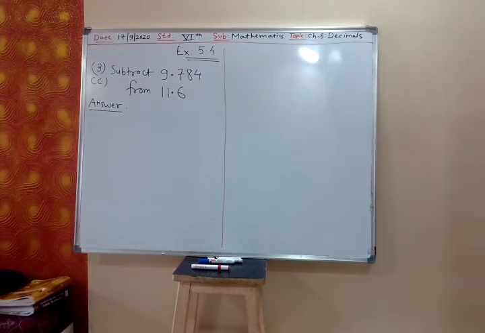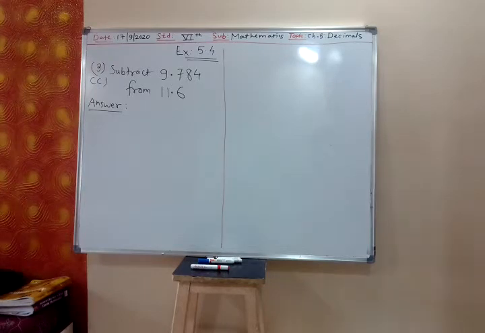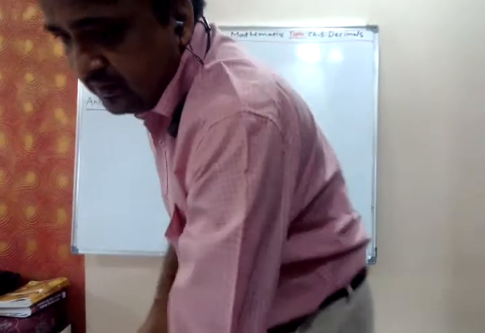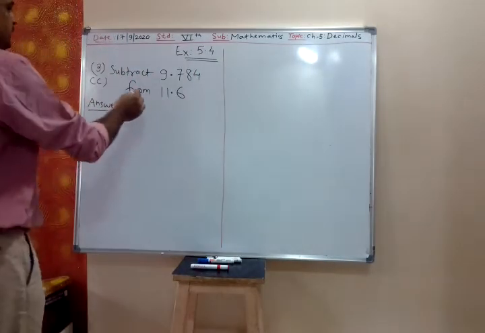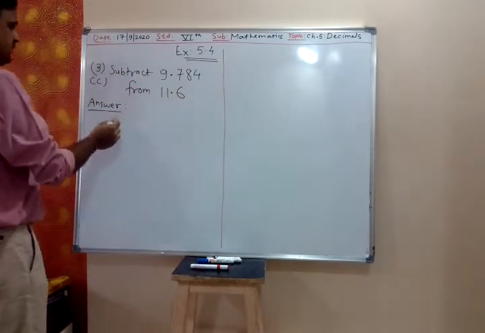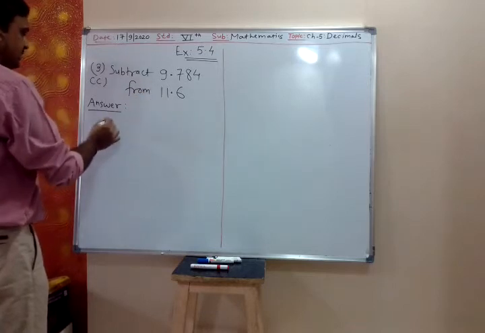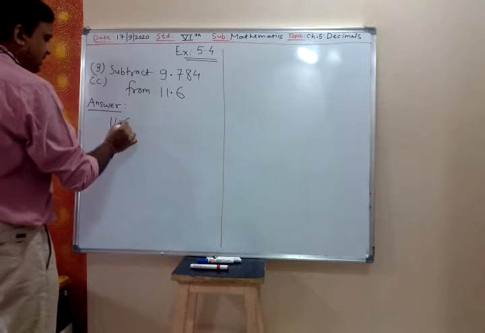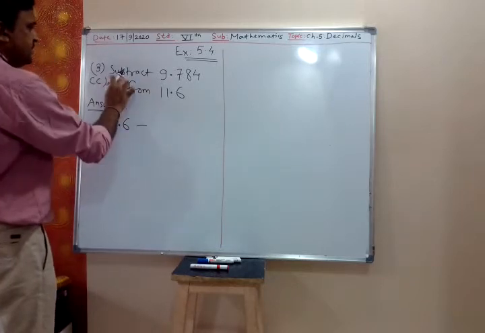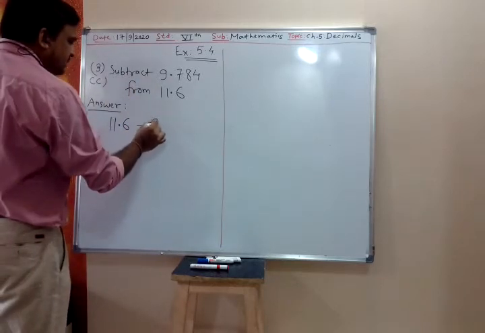Subtract 9.784 from 11.6. Now we have to start. From 11.6, we first write 11.6, then subtract means minus sign, 9.784.